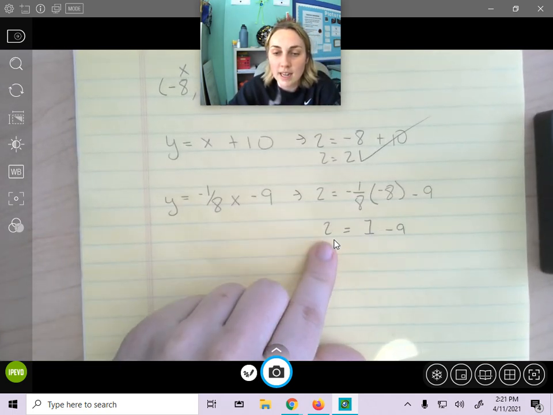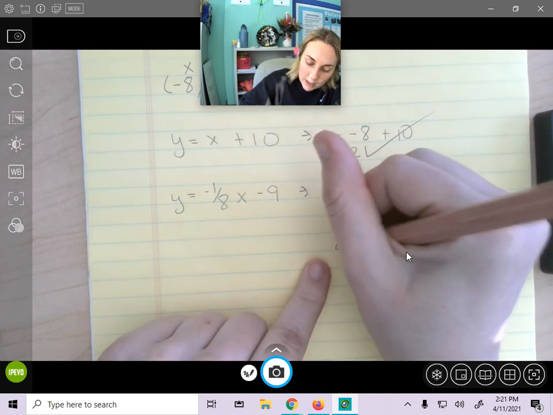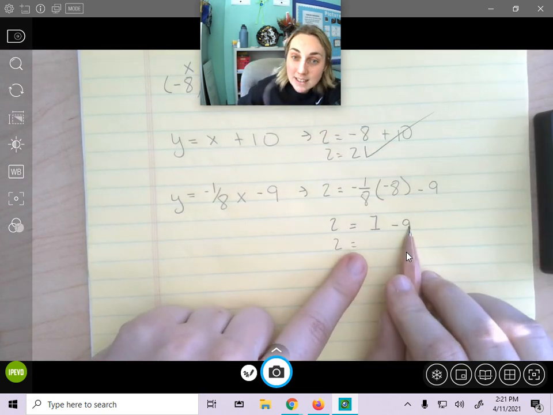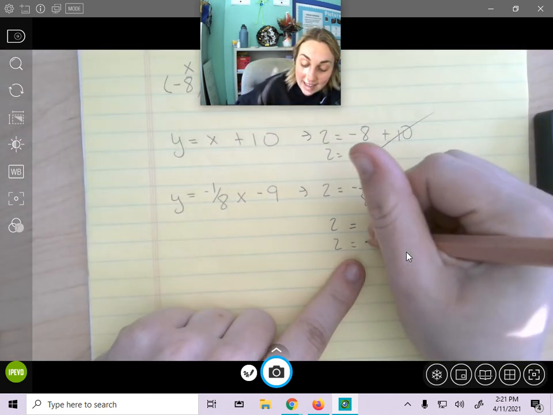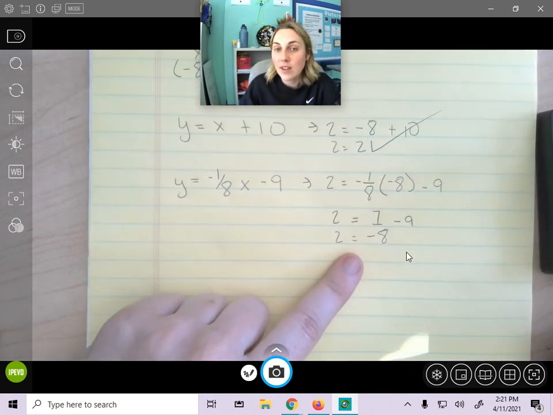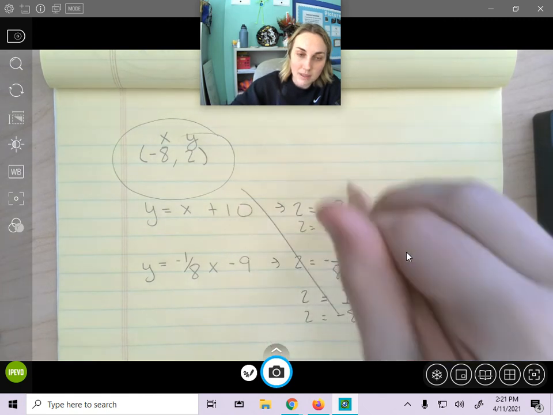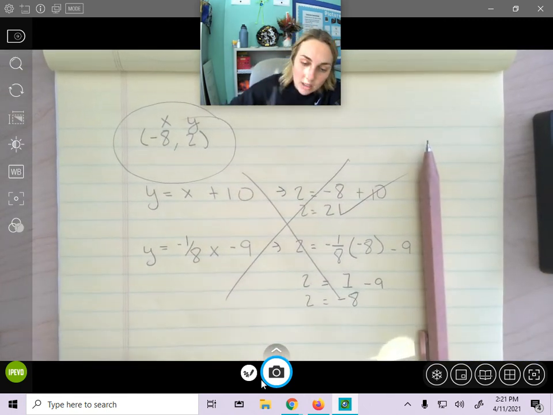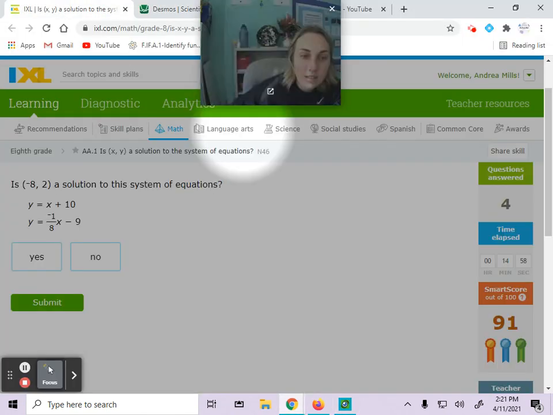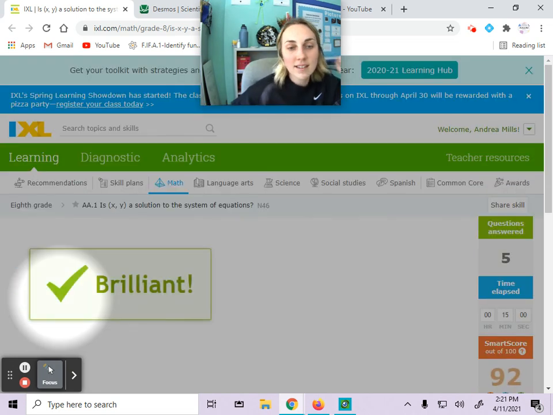So I solved it. -1/8 times -8 gave me a +1. I brought down this -9. I brought down this 2. Alright, I'm going to bring down the 2 again. 1 minus 9 is going to give me -8. -8 is not equal to 2. Therefore, this is not going to be the solution to both equations. Therefore, you're going to go back to your thing here and you're going to say no.